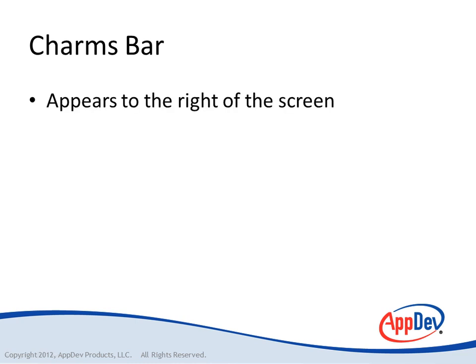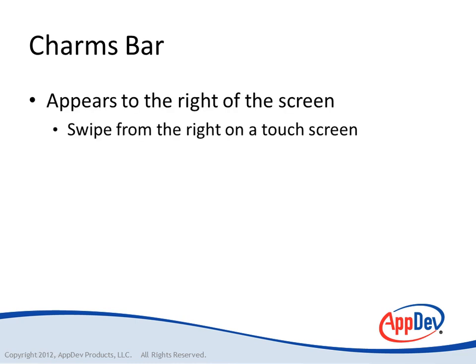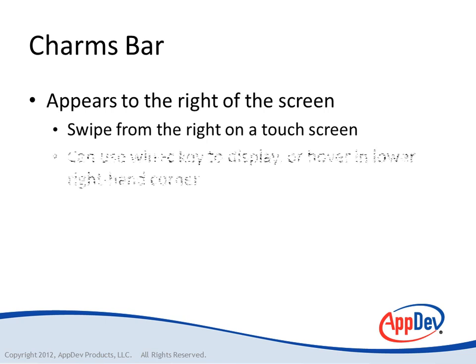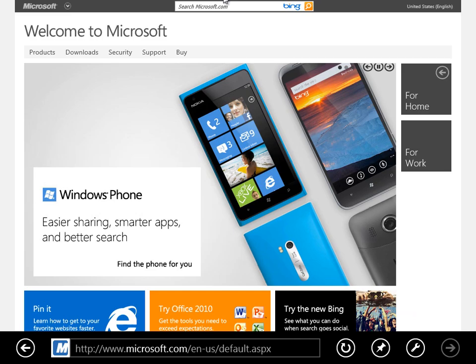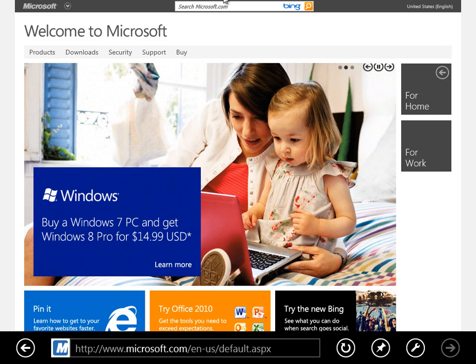The Charms bar appears to the right of the screen, and you can swipe in from the right if you're using a touchscreen to make it appear. If you're using a keyboard, you can use the Windows plus the C key to display it, or just hover your mouse in the lower right-hand corner. Let's try out the Charms bar in a real Metro Style application. I've loaded up Internet Explorer as a Metro Style application, and now I'd like to display the Charms bar.